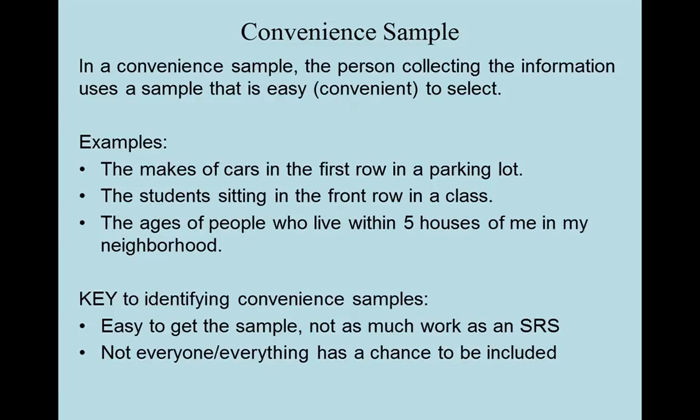The ages of people who live within 5 houses of me in my neighborhood. I may already know them, and I don't have to go very far. Or if I don't like speaking with people I don't know, it's more comfortable to talk with people I have seen and likely spoken with before. The key to identifying convenience samples: it's easy to get the sample, not as much work as a simple random sample. Not everyone or everything really has a chance to be included.